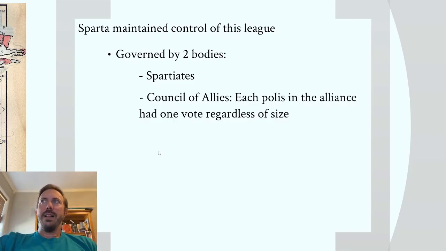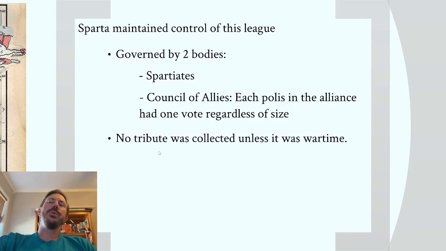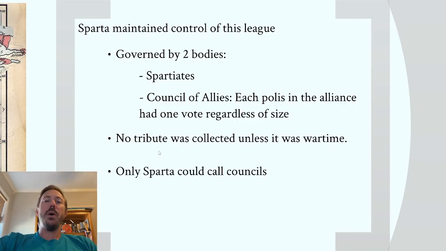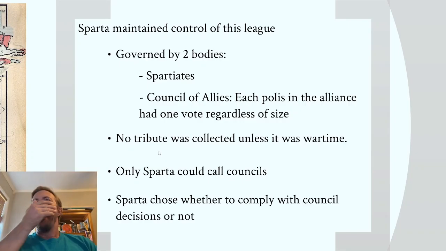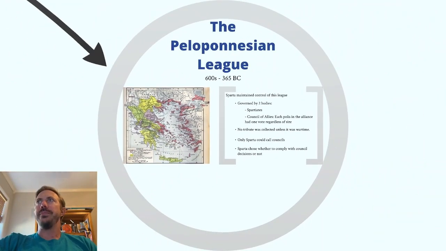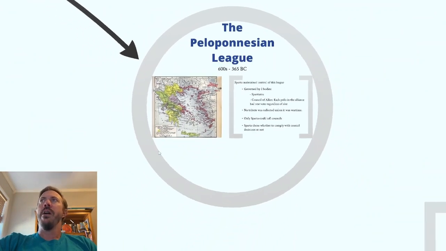And the Council of Allies. Each polis in the alliance had one vote regardless of size. No tribute was collected with the Peloponnesian League unless it was wartime. And only Sparta could call councils. And Sparta chose whether to comply with council decisions or not. So, there you have it. That's the Peloponnesian League. Much shorter.